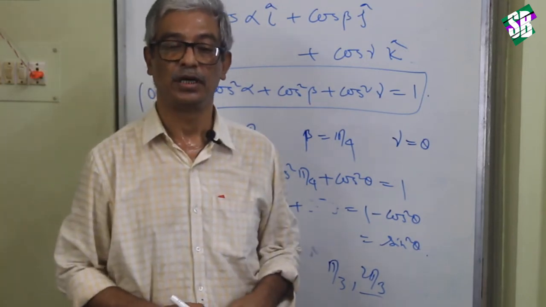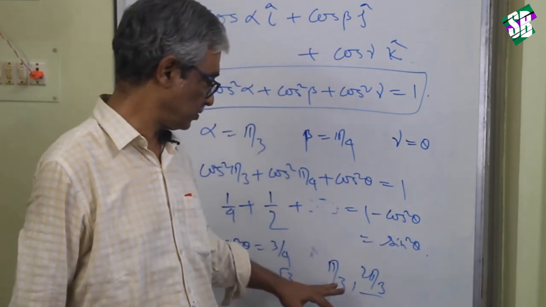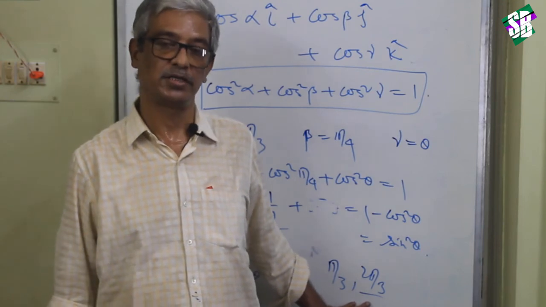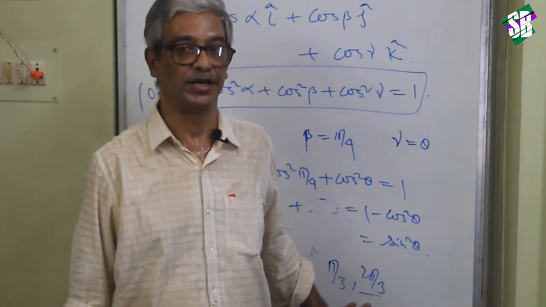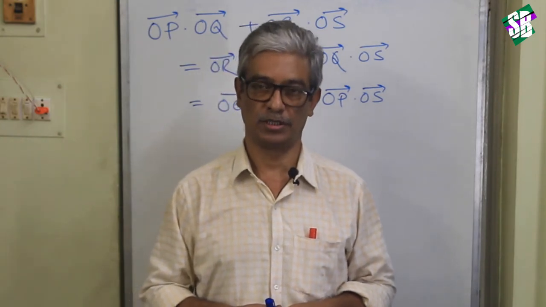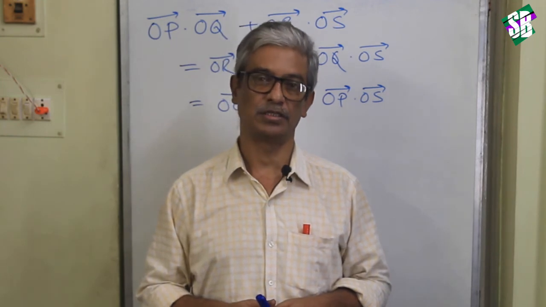Now see the answer. Only one option matches with this. So 2 pi by 3 is the correct answer. So option D is correct. Now consider the next question that is appearing on your screen just now.